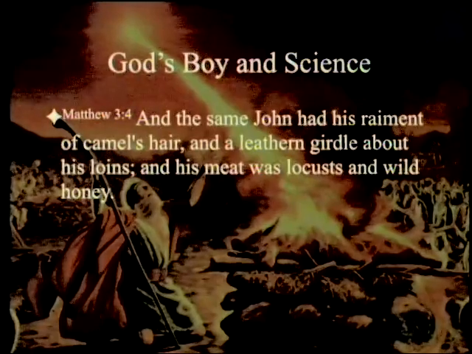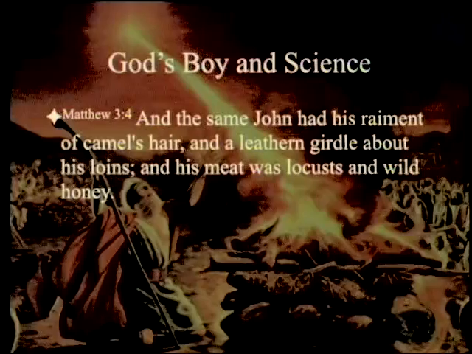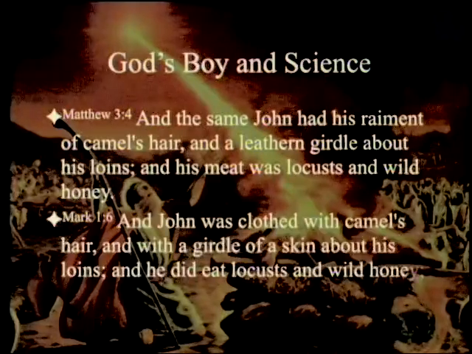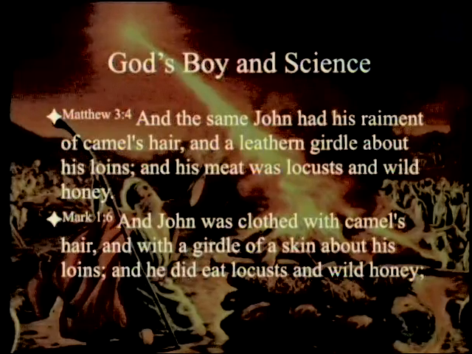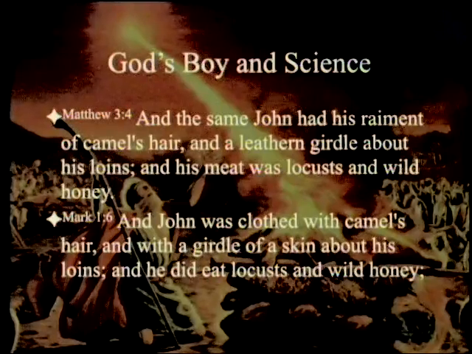So we come to the New Testament, and we run into John. And it's recorded both in Matthew and in Mark, and it says basically the same thing. I'll read the Matthean version: "And the same John had his raiment of camel's hair and a leathern girdle about his loins, and his meat was locusts and wild honey." John dressed like a prophet. Here we have specified what kind of hair: camel's hair.